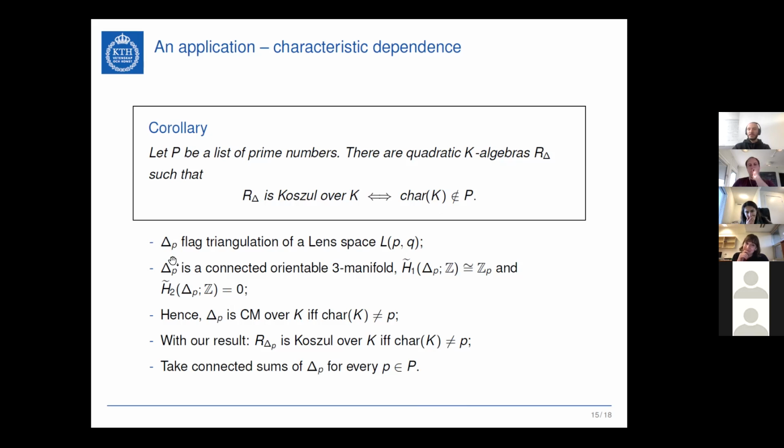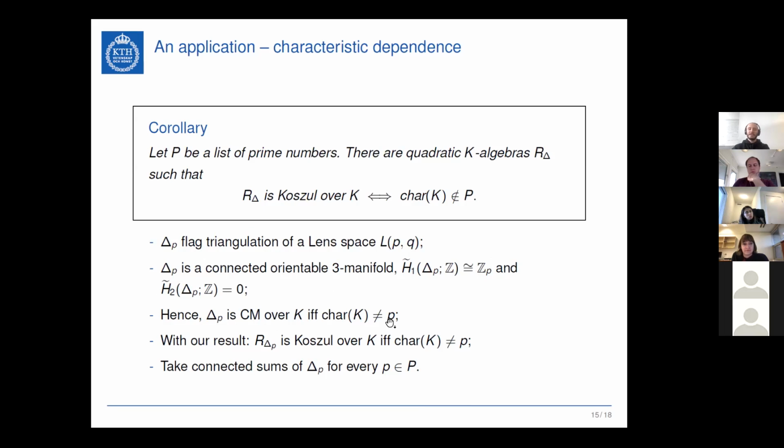And the way we obtain this result is simply by finding the right simplicial complex and then applying the main theorem. And the right simplicial complex is any flag triangulation of a lens space. For example, this is one choice. This is not the only one. Because lens spaces have this interesting first homology group, Z_p. So in particular, the Cohen-Macaulay property for these simplicial complexes is going to depend on the characteristic of the field being or not being p. So it's Cohen-Macaulay if and only if the characteristic is not p.